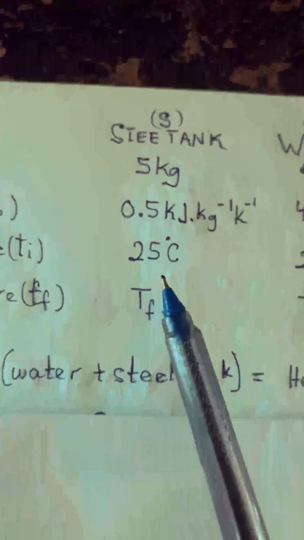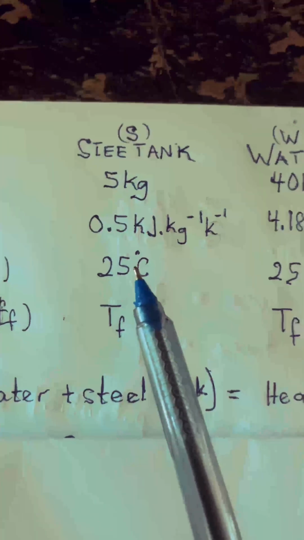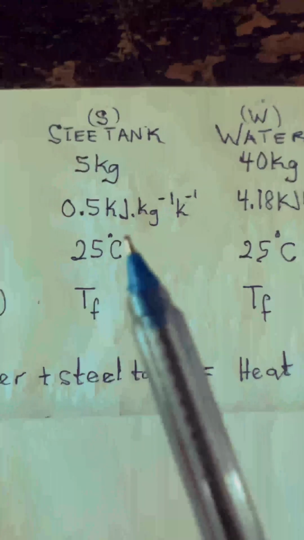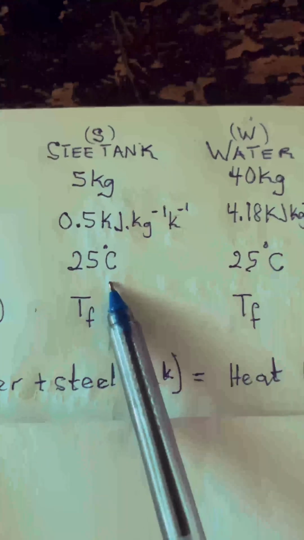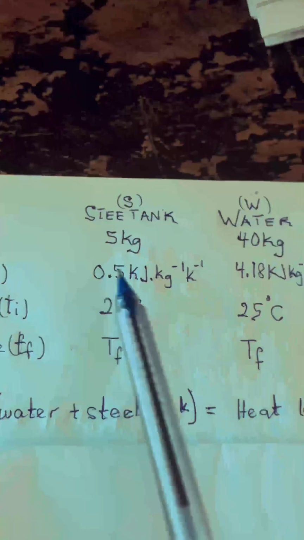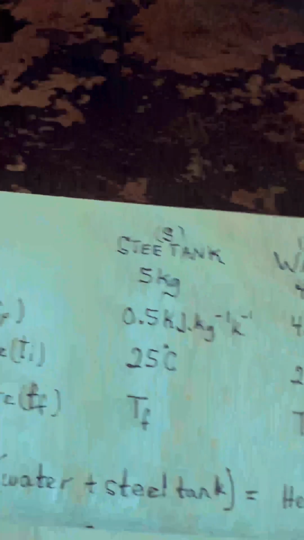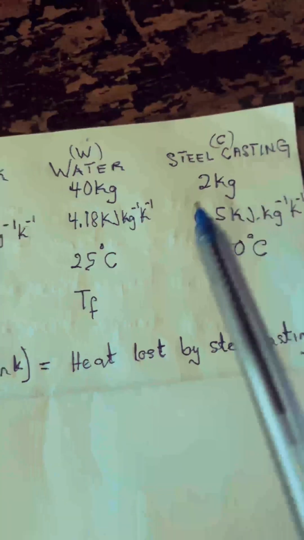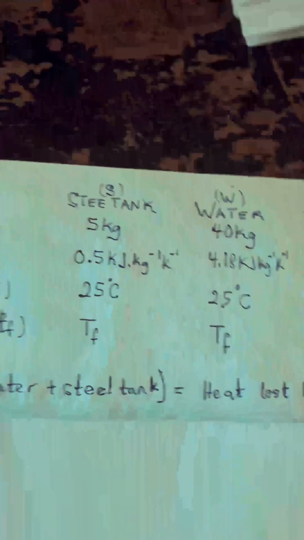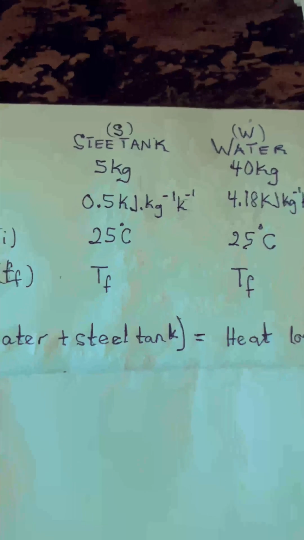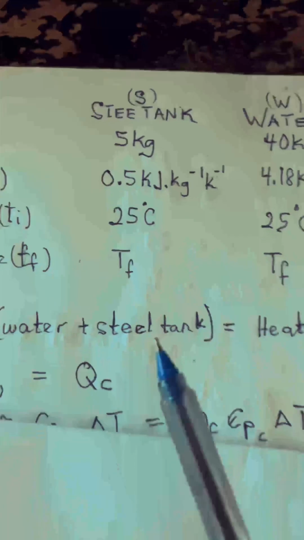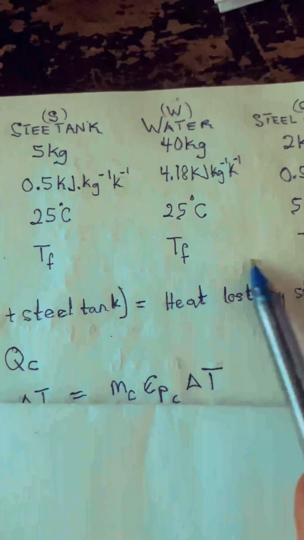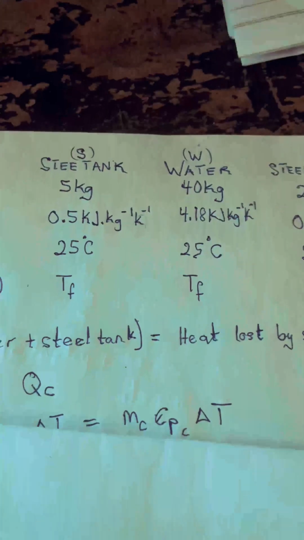So if the temperature of the water was 25 degrees Celsius, then that of the steel tank will also be 25 degrees Celsius. Here we are just given the specific heat capacity of the steel, but we know the steel tank and the steel casting are all made of steel. That means they are going to have the same specific heat capacity. We are not given the final temperature of any of them. So now how do you go about this?